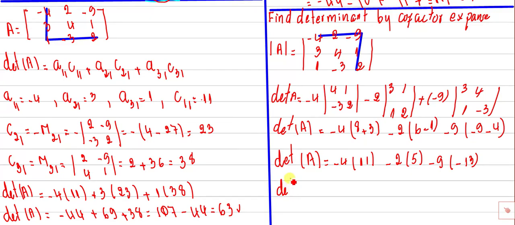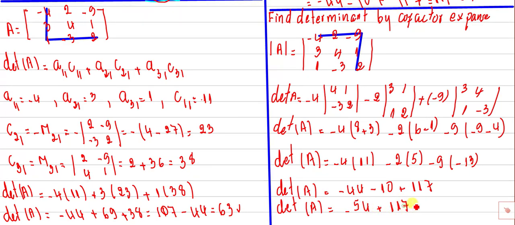So we get the determinant of the matrix A: this one is minus 44, minus 10, and plus, minus and minus is plus, 117. So the determinant of the matrix A is equal to minus 54 plus 117, so it is equal to 63. This is the result of the determinant.